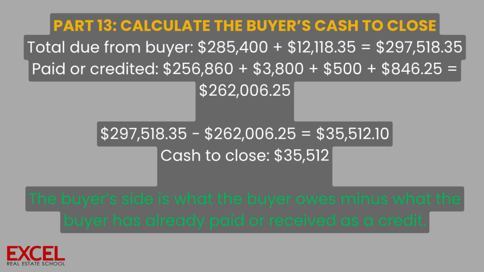$262,006.25. So now we're going to take that, we're going to subtract that from $297,518.35. And so for the cash to close, that buyer is going to bring $35,512 to closing. So remember, the buyer's side is what the buyer owes, minus what the buyer has already paid or received as a credit.